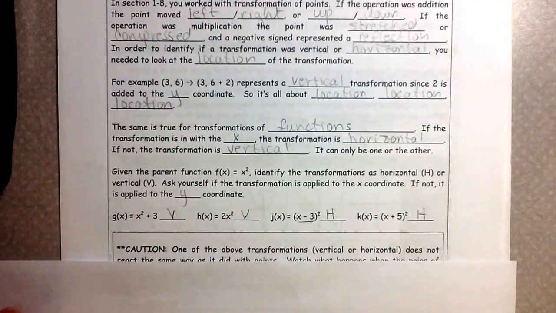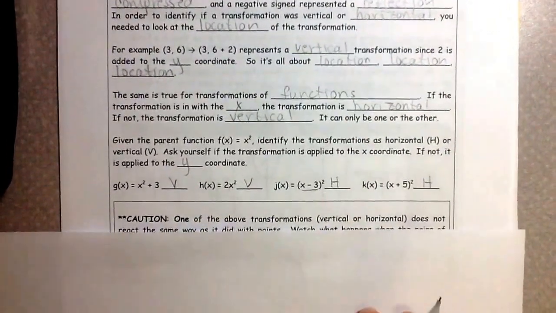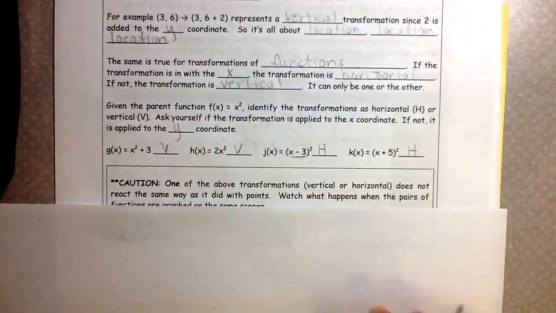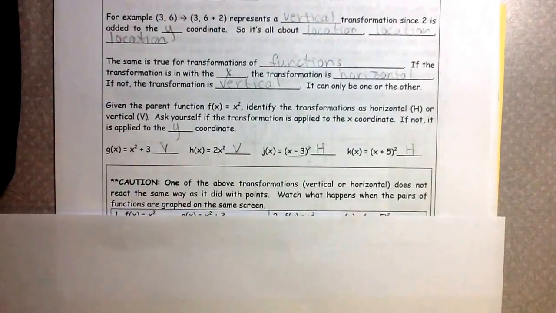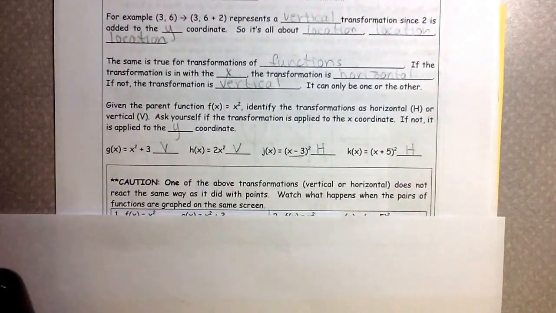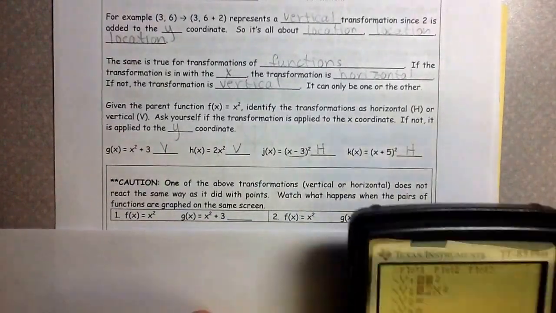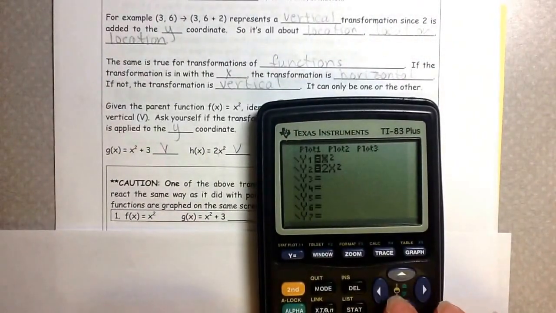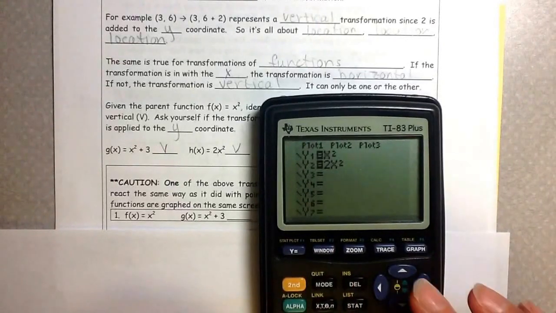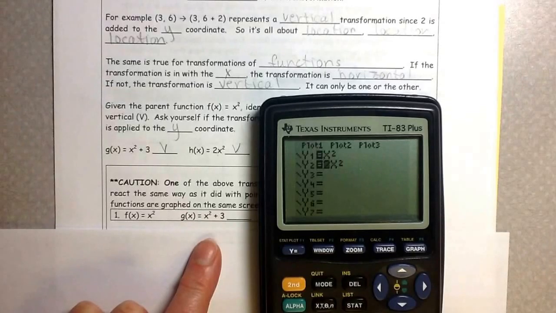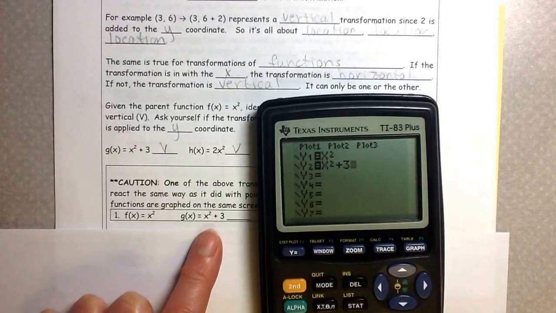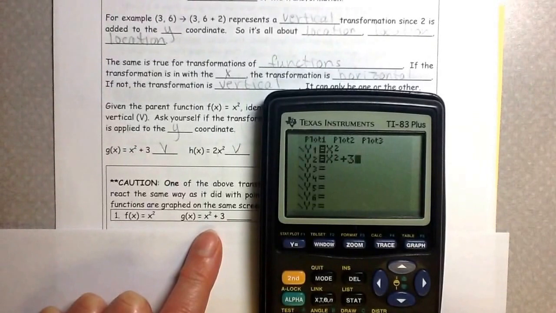Okay, now one of the above transformations, either the vertical or horizontal, does not react the same way as it did with points. So let's see what happens when the pairs of functions are graphed on the same screen. What I'm going to do is show you a function, x squared, and that's the first one that I'm going to graph. That's going to be the first graph that appears. And then in the second graph that appears, I'm going to make it say x squared plus 3. So take a guess at how you think that's going to move, if you think it's going to be vertical or horizontal.